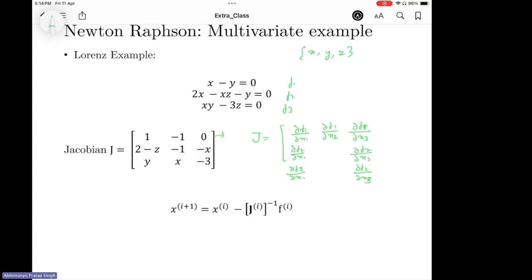Okay. So this is basically a partial differentiation of the f function, f1 with respect to x1, x2, and x3. In this case, x, y, and z. And this one is partial differentiation of f2 with respect to x, y, and z. And this is f3. Okay. And this is our update equation. Fine. So we will look at this on MATLAB.